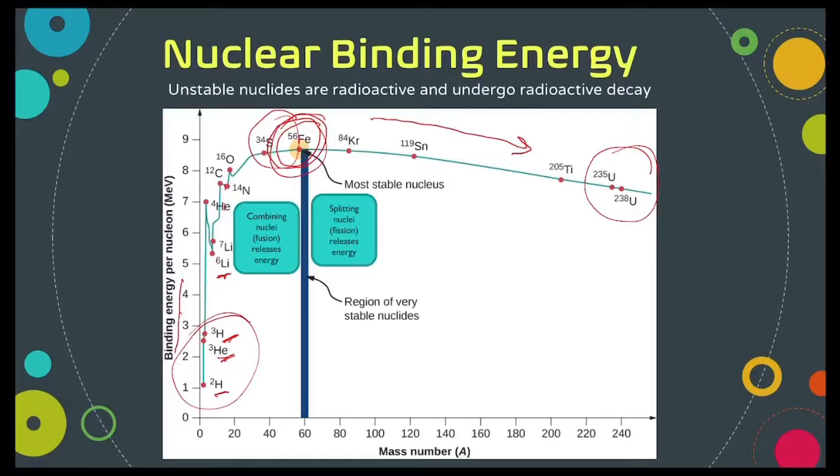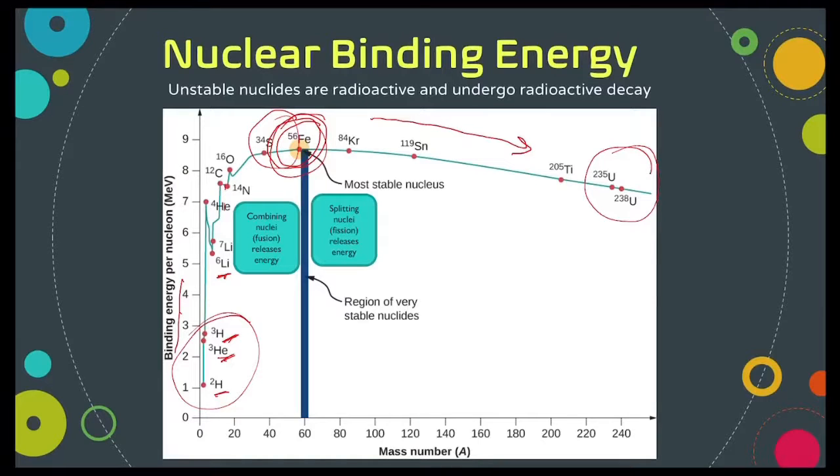Now, when we are considering the processes of fission and fusion, remember fission is when heavy nuclei gain stability by splitting into two mid-sized nuclei, and in doing so they give off energy. Fusion is the combining of nuclei to form a larger nucleus. That process also releases energy.